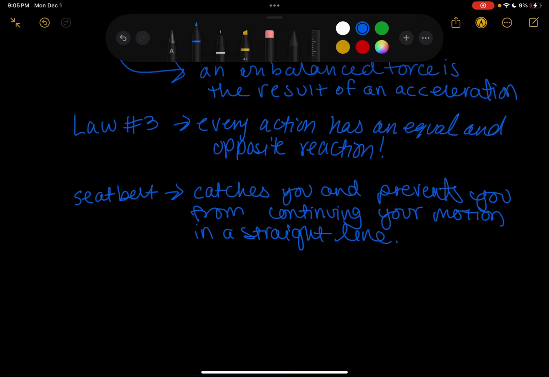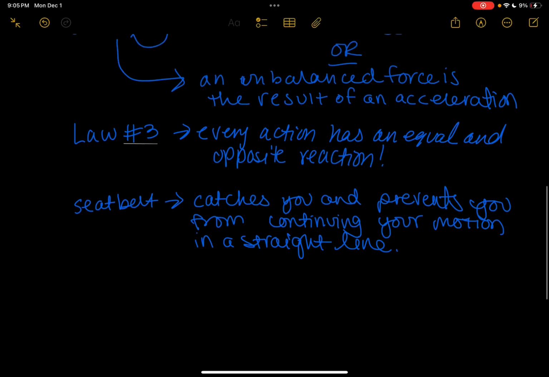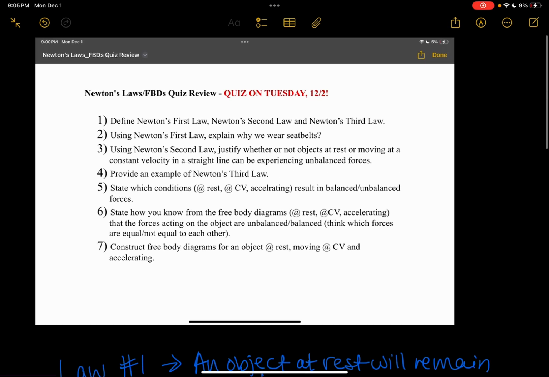According to Newton's first law, unless there is an unbalanced force, I'm going to continue moving forever and ever at a constant velocity in a straight line. And so that seatbelt is going to protect you by catching you and preventing you from continuing your straight line path.